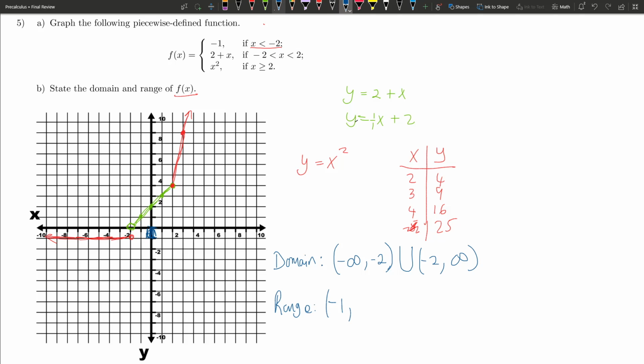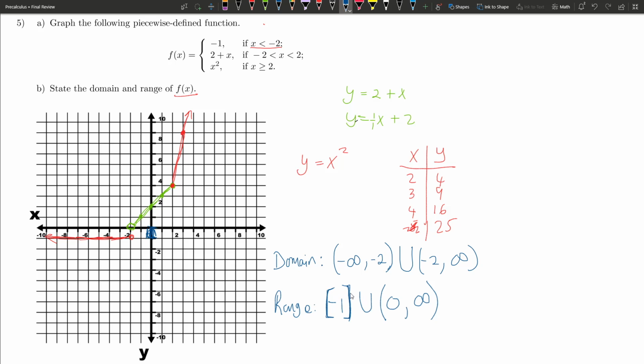I'm going to make that a parenthesis. Union. Oh, it's equal to negative 1. So I'm going to put that in a bracket. Right? Negative 1, union. Now it starts up from 0, not including 0 itself. So that's why we have this parenthesis, 0. And it goes all the way up to infinity and beyond. So that's the range in interval notation.